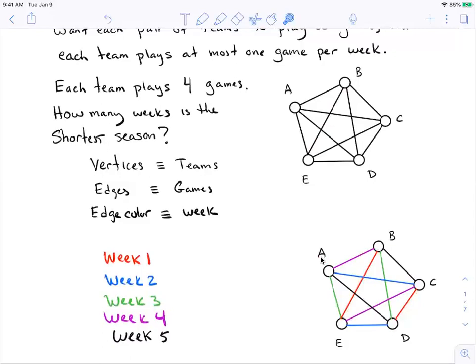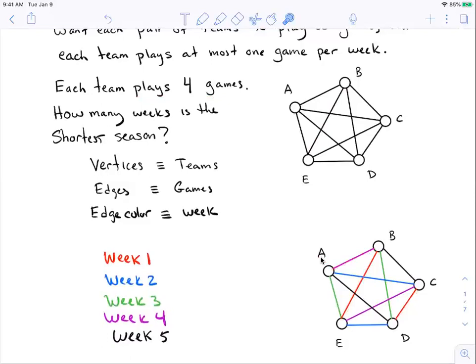So according to the way we've modeled this problem, I can just change the question. Basically, I'm asking, what is the fewest number of colors that I need in order to color the edges of that graph in such a way that no 2 edges that are incident with a given vertex have the same color? Because if A had 2 blue edges, then A is playing 2 games in week 2, in week blue.